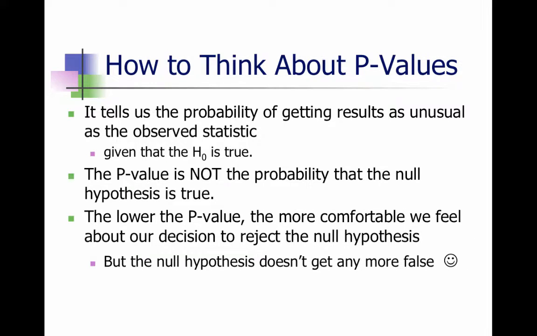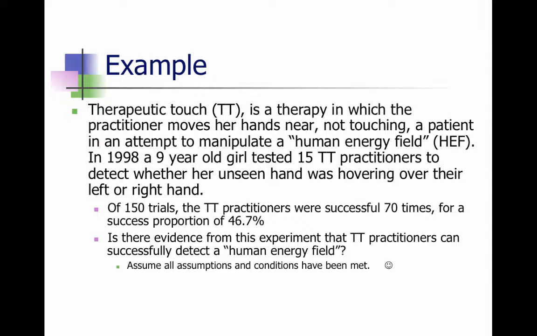The lower the p-value, the more confident we feel about our decision to reject the null, but that doesn't mean that the null is more false if you have a p-value of 1% or if you have a p-value of 6%. For example, therapeutic touch, which is abbreviated TT, is a therapy in which the practitioner moves her hands near, not touching, just near a patient in an attempt to manipulate a human energy field. This is actually true. People think this works.